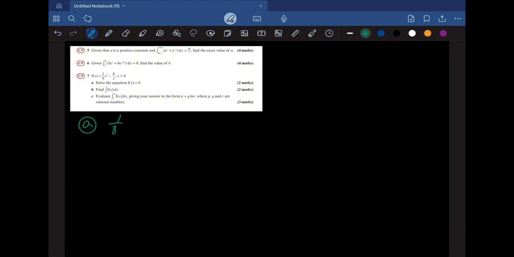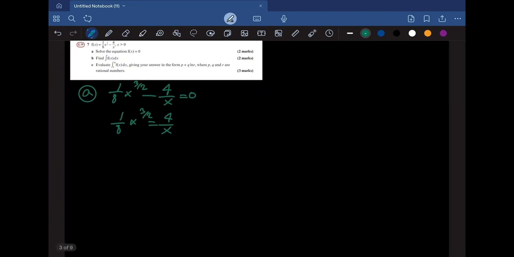So 1 by 8 x to the power of 3 by 2 minus 4 by x is equal to 0, right? We can write it down as 1 by 8 x to the power of 3 by 2 is equal to 4 by x. Now what we will do is multiply both sides by 8. So it becomes 8 into 1 by 8 x to the power of 3 by 2 is equal to 8 into 4 by x. So it becomes x to the power of 3 by 2 is equal to 32 by x.